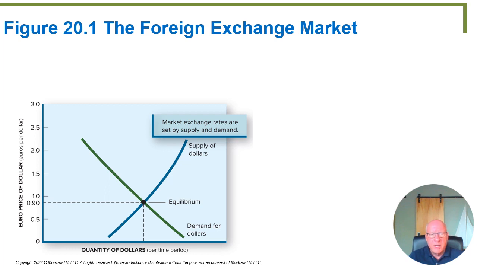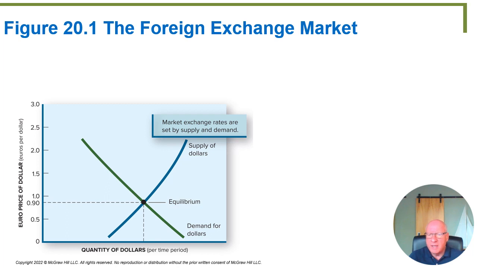Let's take a look here. In this example, on the green line, we have the demand for dollars, because that would be what? Foreigners trying to get hold of American dollars to come visit Disney World. Then we have a supply of dollars. This is what Americans trying to go on vacation in Europe are doing. They're putting dollars into the market to try to turn them into euros. So we have a supply and a demand.